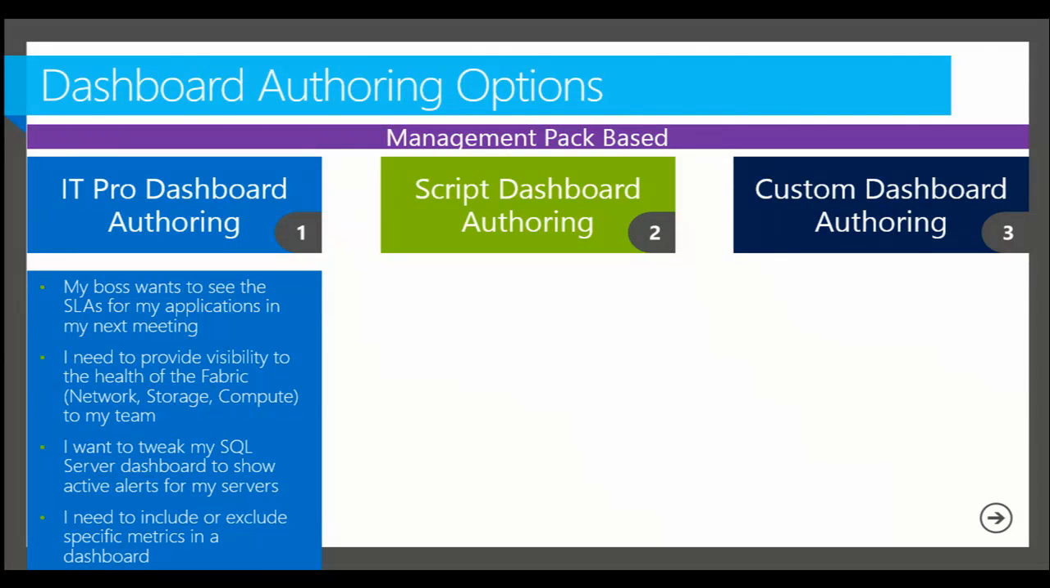So to walk you through a couple of examples of when would an appropriate authoring experience be applicable to you, I came up with a couple of scenarios here. If you wanted to do something like creating an SLA dashboard for your workload, Exchange, AD, SharePoint, or a certain set of network devices, you can do that through the IT Pro dashboard authoring experience. If you wanted to provide visibility into your network, again, you can do this through the simple IT Pro dashboard authoring experience. If you wanted to include or exclude specific metrics from a particular dashboard, again, this is stuff that you can all do out of the box through the IT Pro dashboard authoring experience.